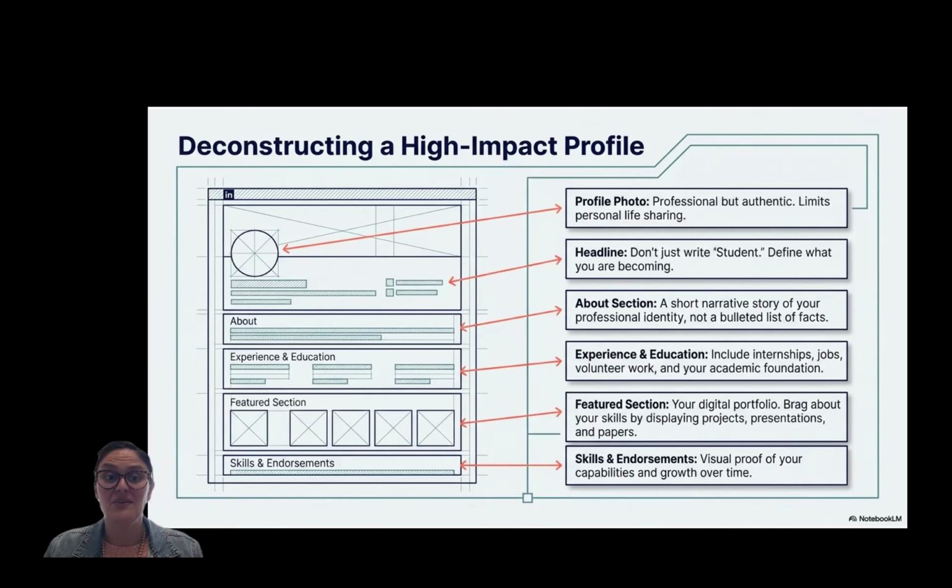And then a featured section. So you want to start posting. You do want to have a feed on your profile, a digital portfolio. This is your opportunity to brag about your skills, display some projects, presentations, papers, go to a community event, engage, take a picture. This is where you really stand out as a unique person. And then skills and endorsements. So this is proof of the capabilities that you have. Remember, if you add licenses and things like that, those skills get automatically added to this section.